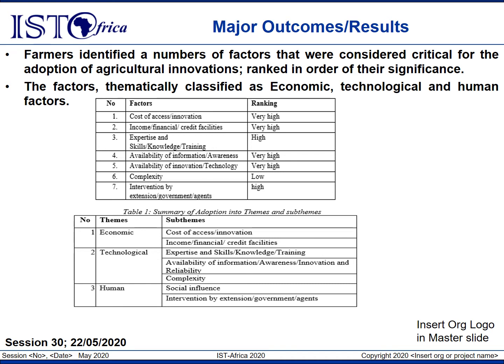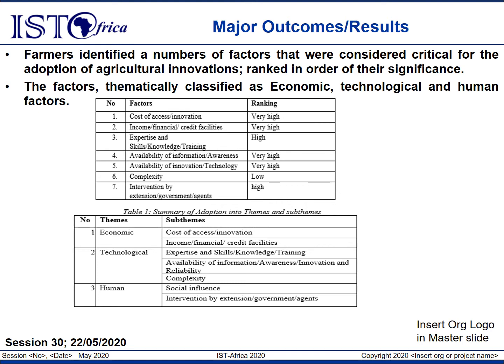3. Expertise and skills, knowledge and training. This ranked high. 4. Availability of information, awareness. This ranked very high. 5. Availability of innovation and technology, also ranked very high. 6. Complexity. This, however, ranked low. 7. Intervention by extension, government agents. This ranked high.